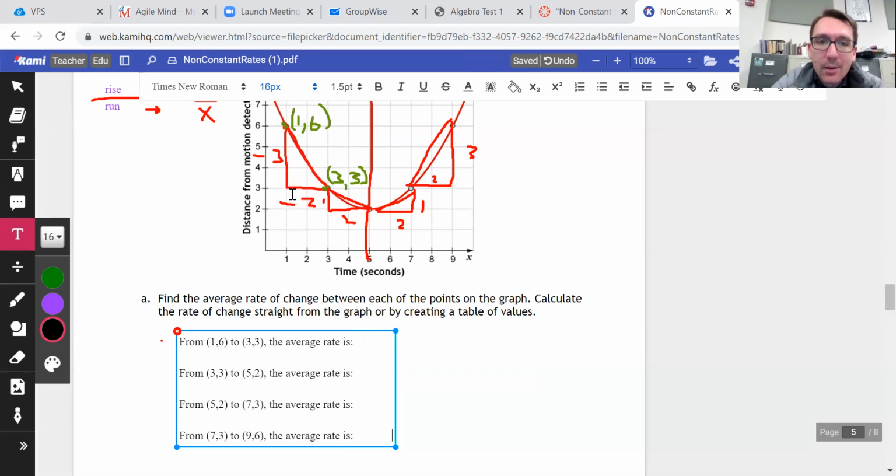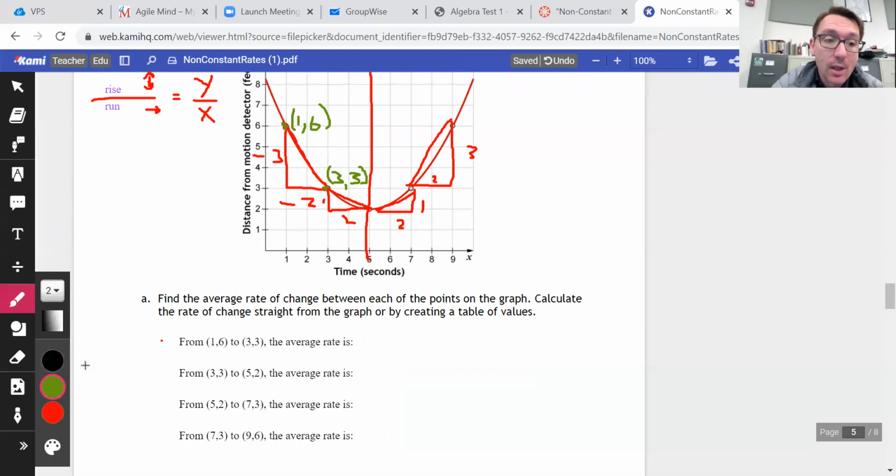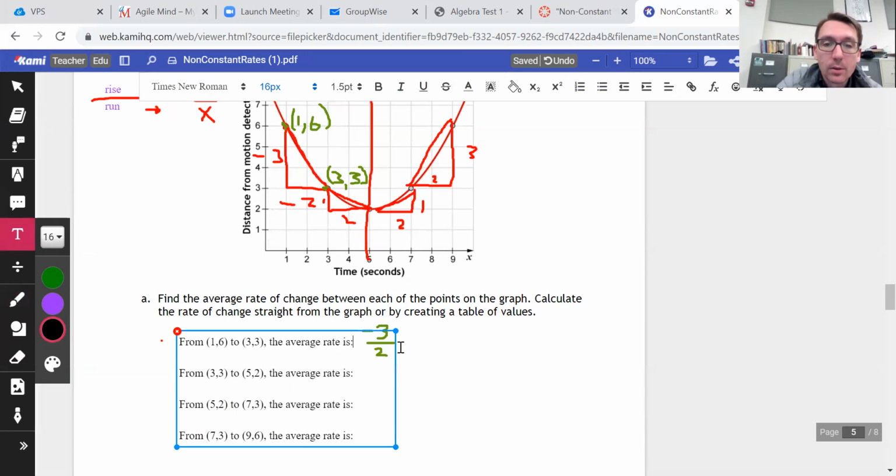So notice it goes down 3 and over 2. That is the rate. That's all it is. We're just making a fraction of those 2 numbers. So if it goes down 3 and over 2, that's -3 over 2, which is down 1.5 per second. So I could say -1.5 feet per second.